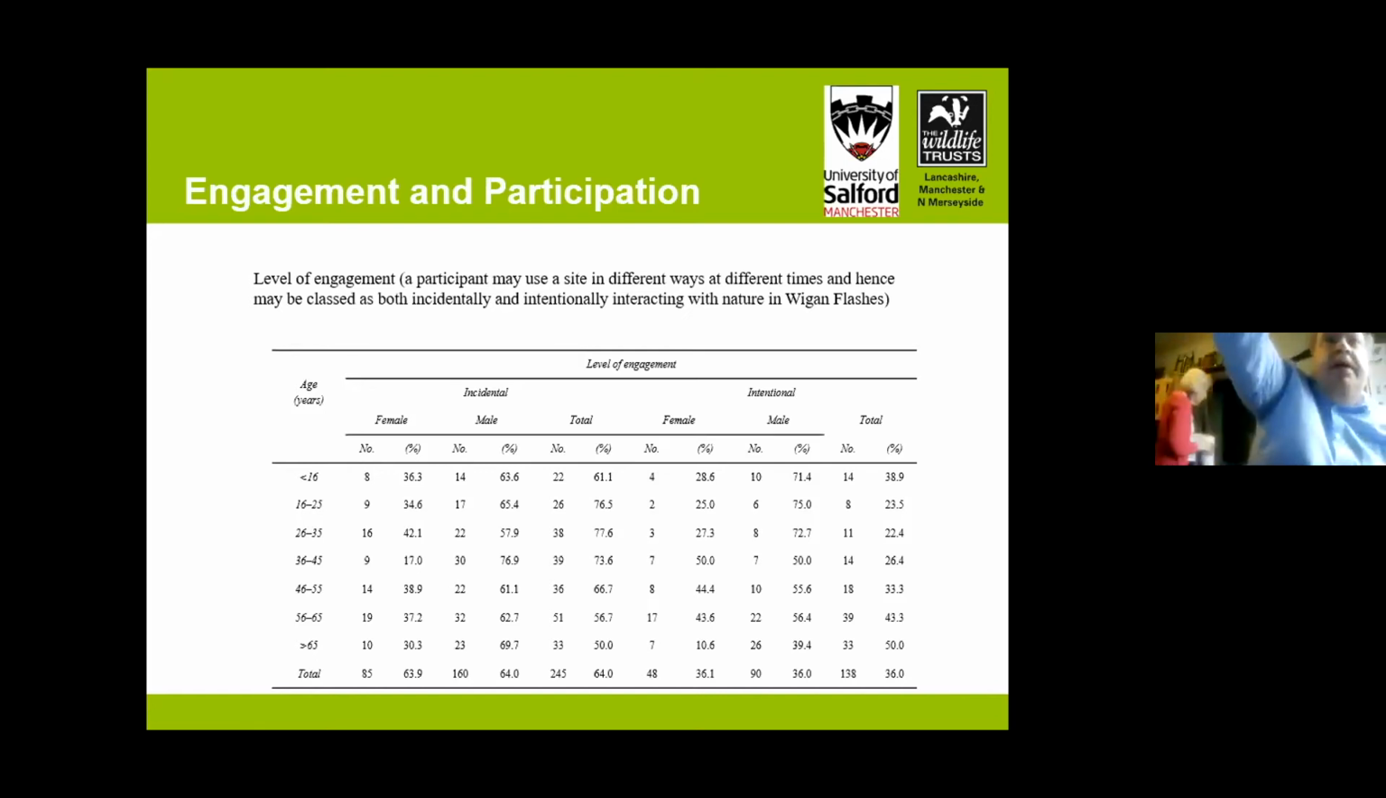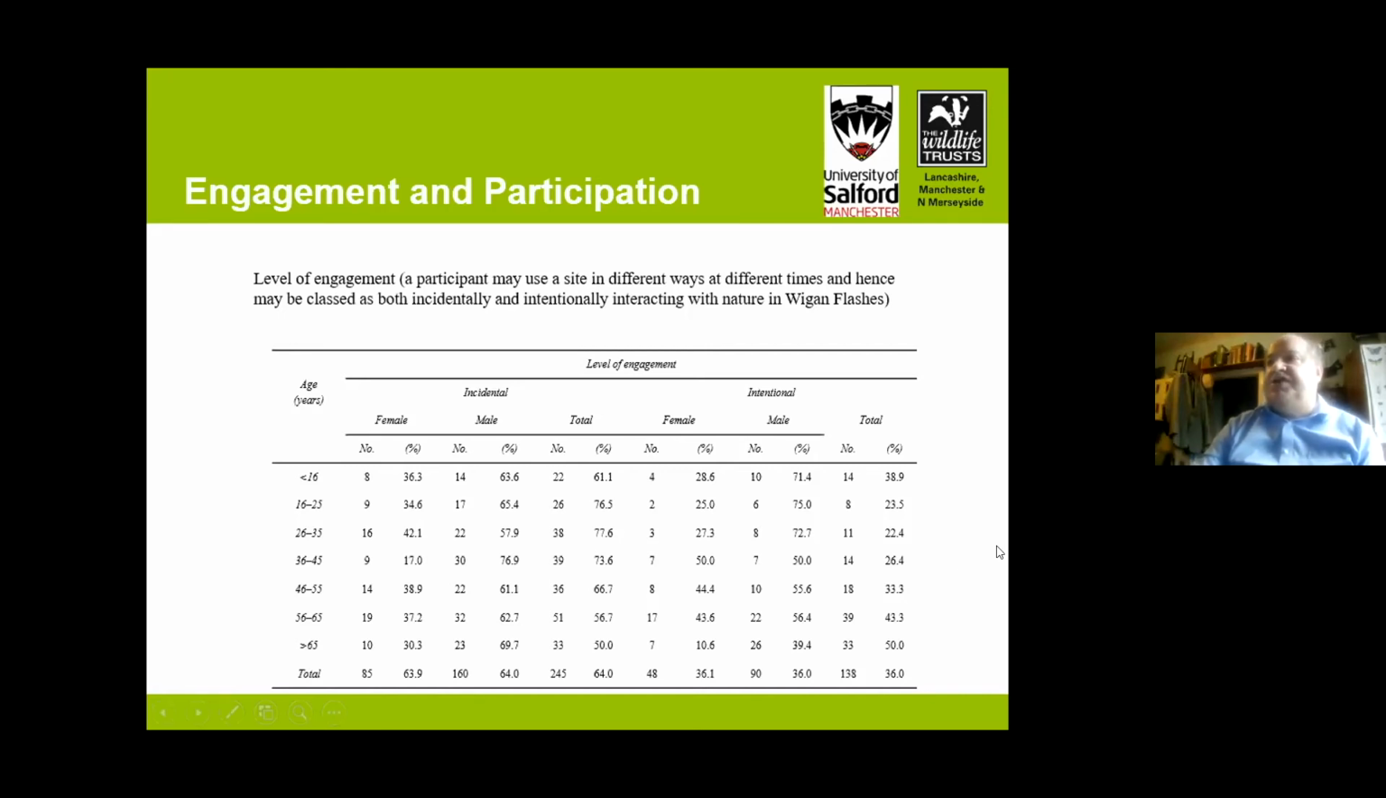So the levels of engagement there. We did some research into the levels of engagement, looking at the ages and what they were doing. Are they intentionally coming to the flashes and the wetlands of Wigan to carry out an activity, or is it incidental? Are they using the site for commuting? So we've looked at all these.